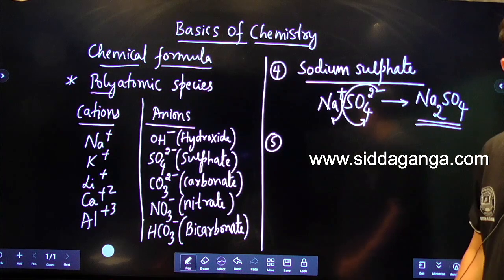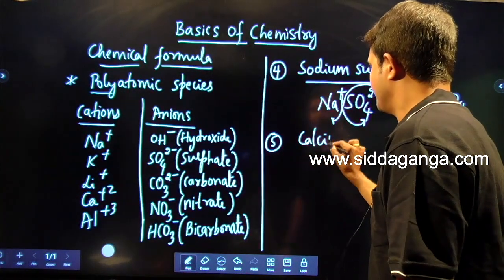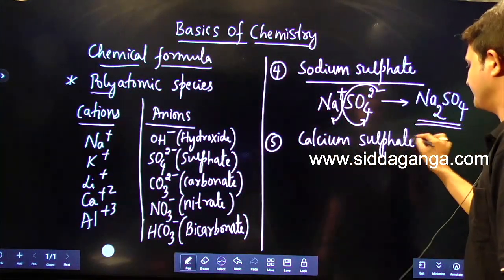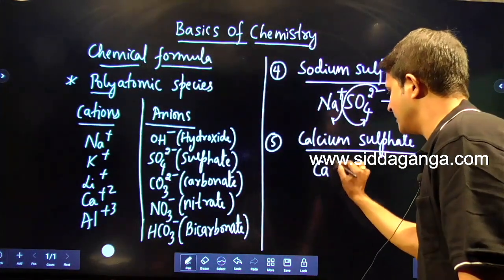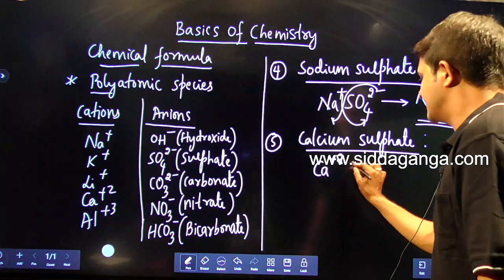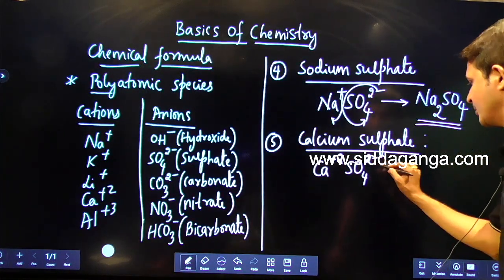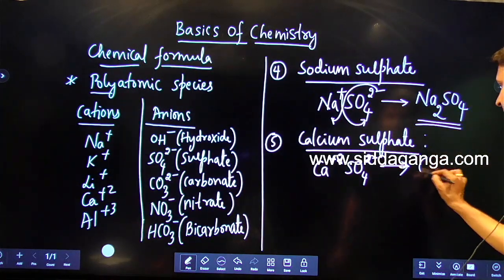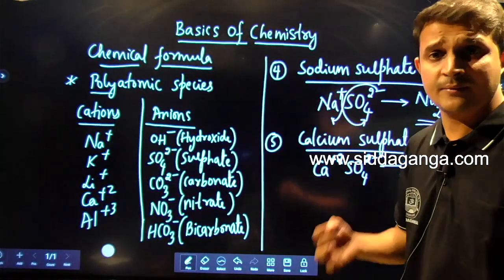Next one, calcium sulfate. Calcium ion is Ca2+. Sulfate ion is SO4 2-. So both have the same valency. Hence, the formula is CaSO4, as I previously mentioned.